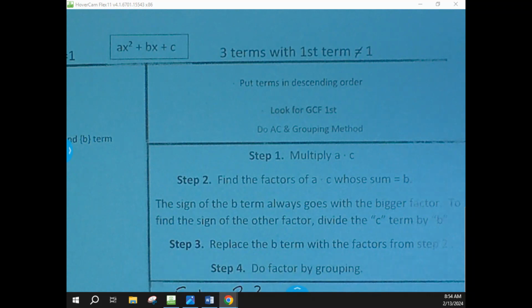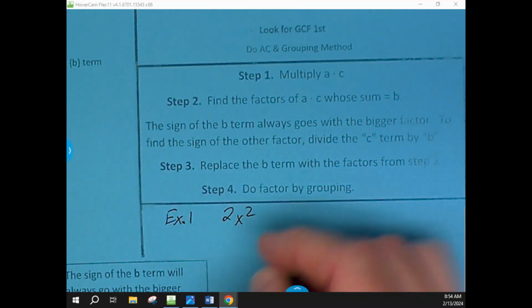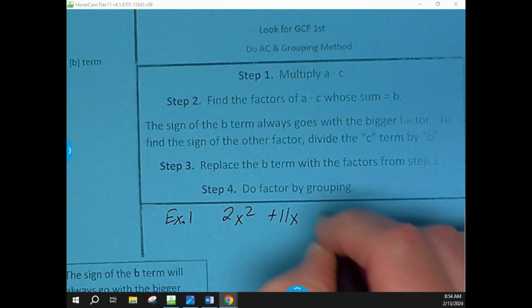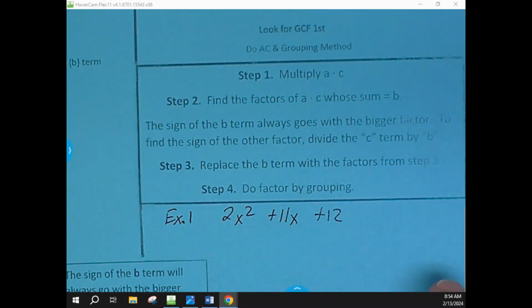We'll go with 2x squared plus 11x plus 12.